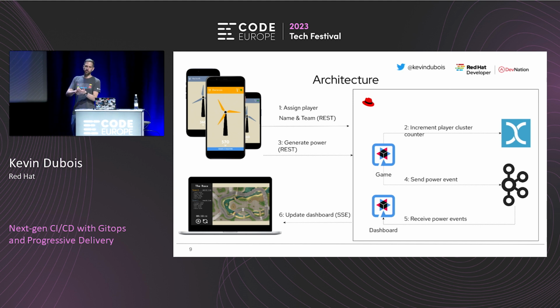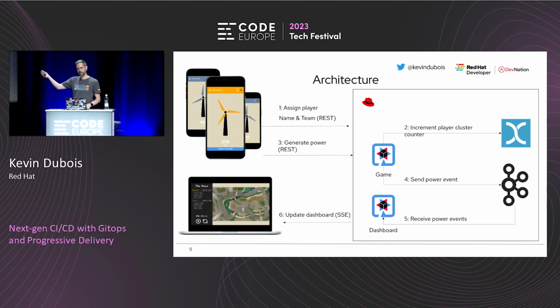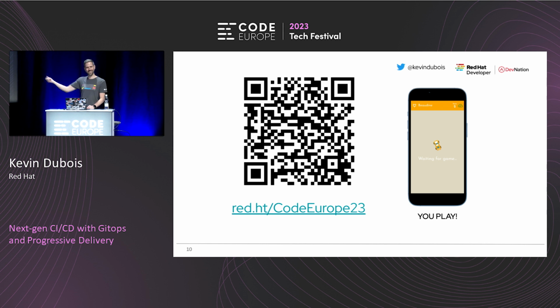So when you tap on your phone, you're going to generate power by calling a REST endpoint that's going to create events that are sent to Kafka. Then the dashboard that I will have on my laptop will receive these events, and that's how the little cars are going forward. So who's ready to play a game? Scan the QR code, and then we'll go to the dashboard.